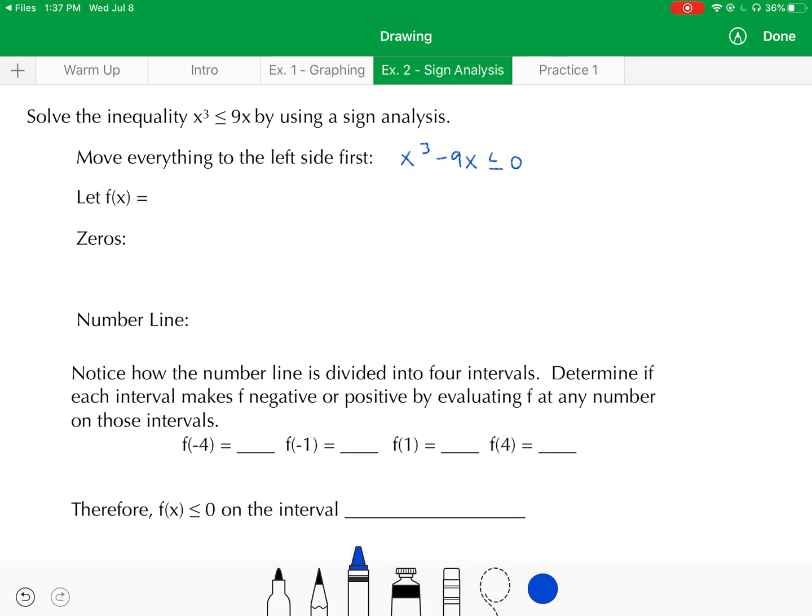And I'm going to treat the left side like a function. So let f of x equal x cubed minus 9x. And I'll find the zeros, meaning the x-intercepts. I don't really have to find the y-intercepts here.